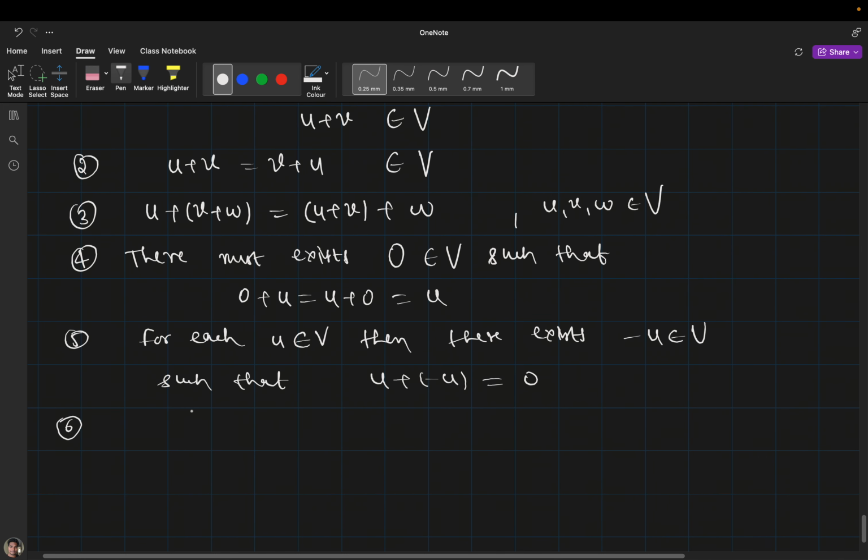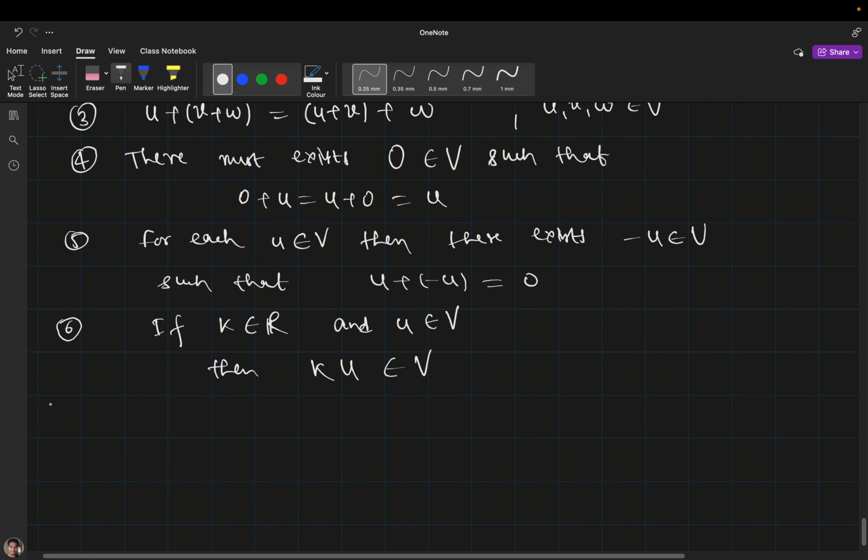Now the sixth axiom is, if k belongs to the set of real numbers, and u belongs to capital V, then k times u must also belong to capital V. Now the seventh axiom, I am talking about this k, that is all set of real numbers. So k times (u plus v) must be equal to k times u plus k times v.